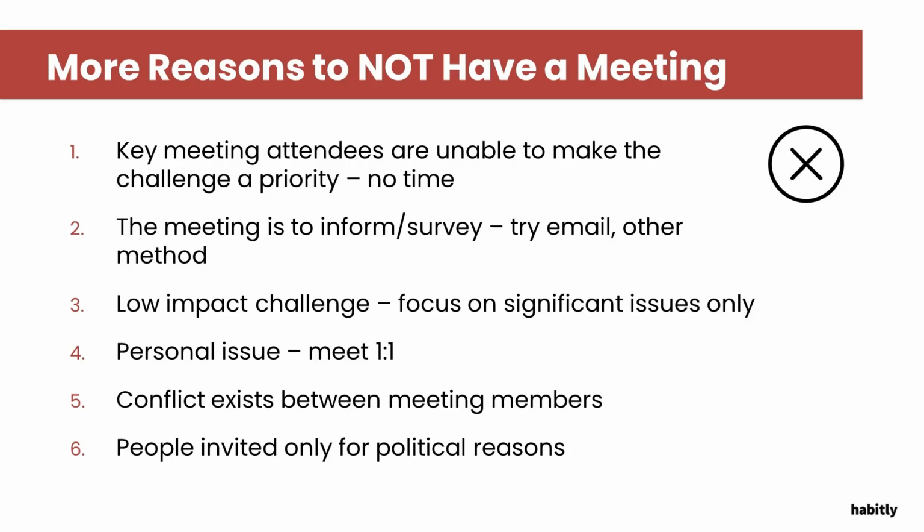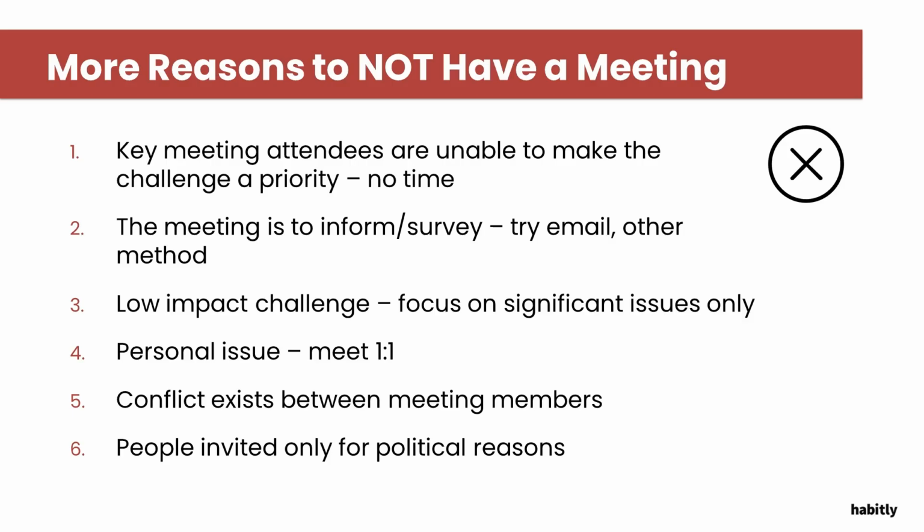Number four, it's a personal issue. Well, meet one-on-one. The process I recommend to people when there's a personal issue is the old biblical process because it works. You meet one-on-one when you have a personal issue with somebody, or a concern, or they're doing something wrong. You're going to discuss the issue with them. If that's not effective, bring another member of the team with you to meet with them. And if that's not effective, then escalate to the boss.